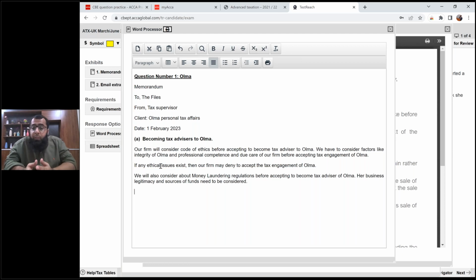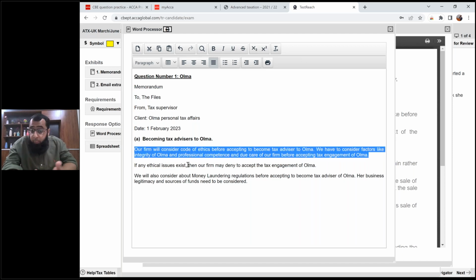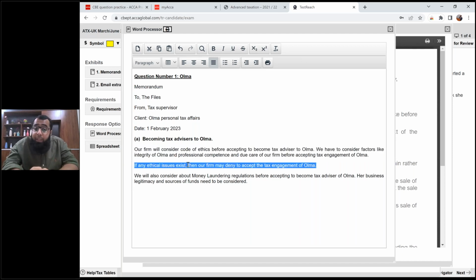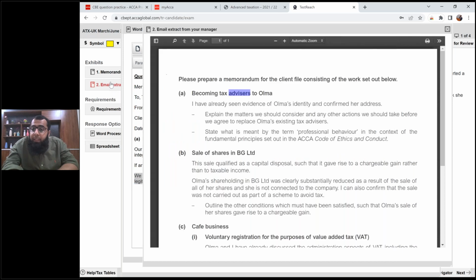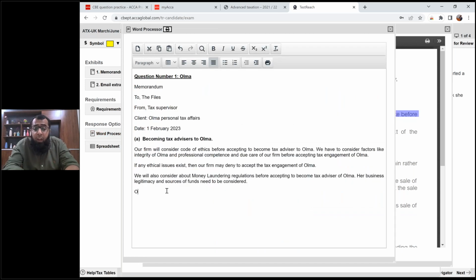Okay, so we thought about the ethical code. We said that if there will be any ethical issue, we'll deny to accept, and we'll also consider the money laundering regulations. So see, what did he ask? What are the matters we should consider and any other actions? What will be the actions you will be taking? Okay, our firm will obtain professional clearance from previous tax advisor of Alma.